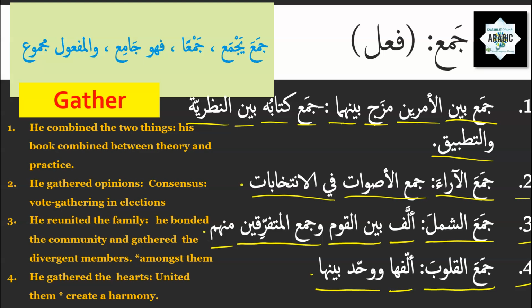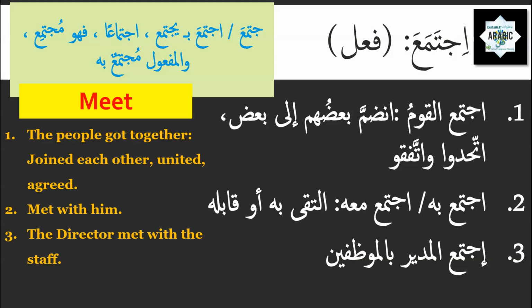Now let's look at the other verb and then we're going to follow the exact same pattern. We have only 3 sentences here with the English translation. The pattern we have is the 8th pattern, which is اجتمع, rhyming with افتعل, which is the 8th form or the 8th pattern.